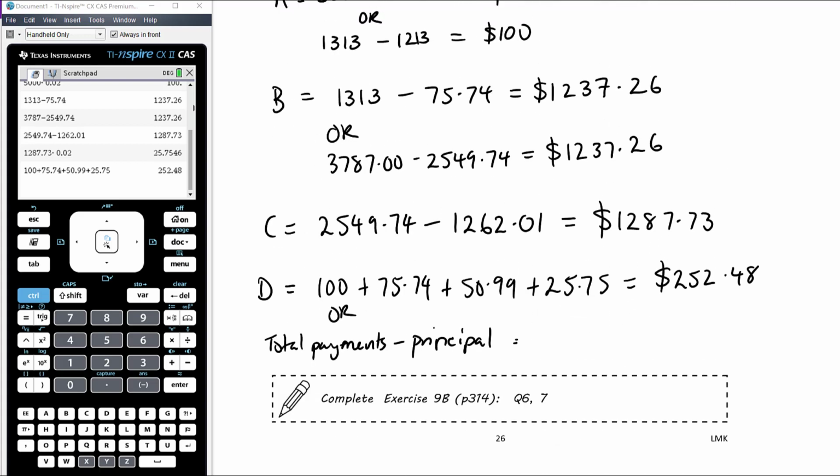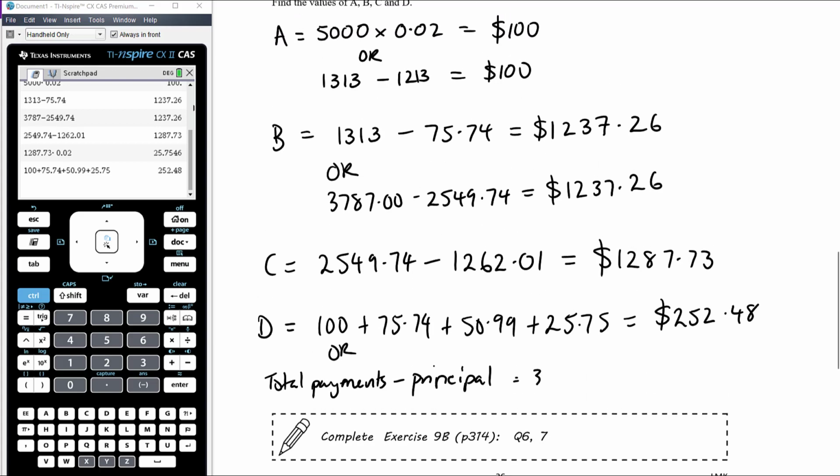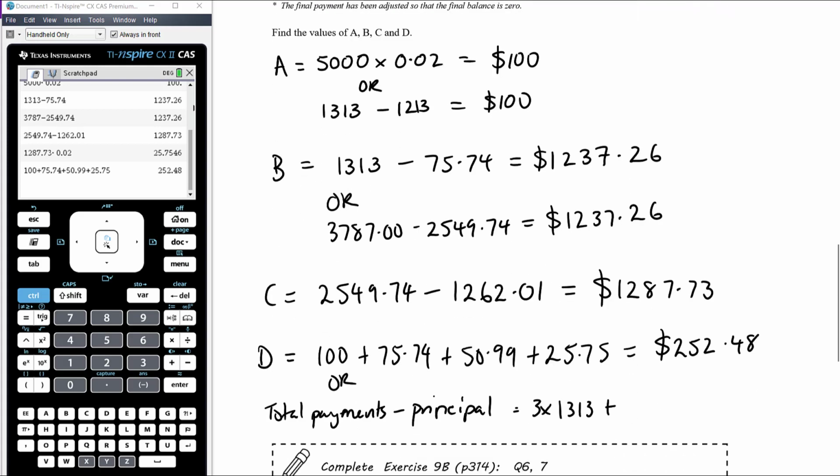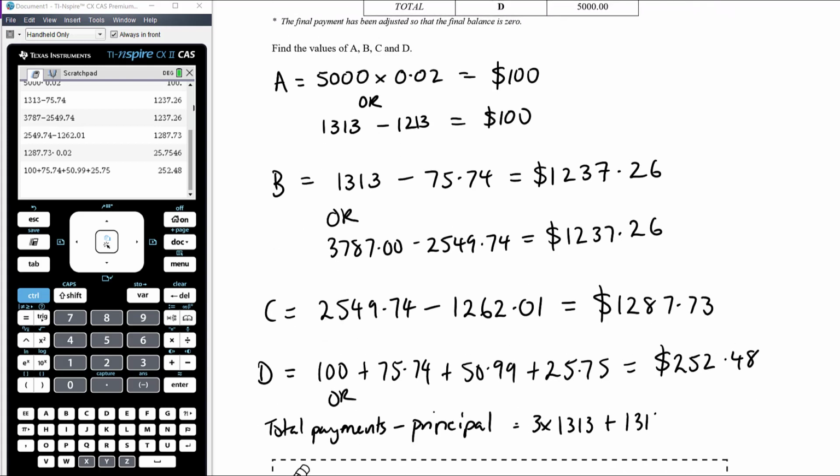so our total payments is going to be, we make 3 payments of 1313 plus that last adjusted payment of 1313 and 48 cents. And then that's our total payments, and then we subtract the principal amount of 5,000, which should give us the same thing. 3 times 1313 plus 1313.48, and then subtracting 5,000 also gives us $252.48.